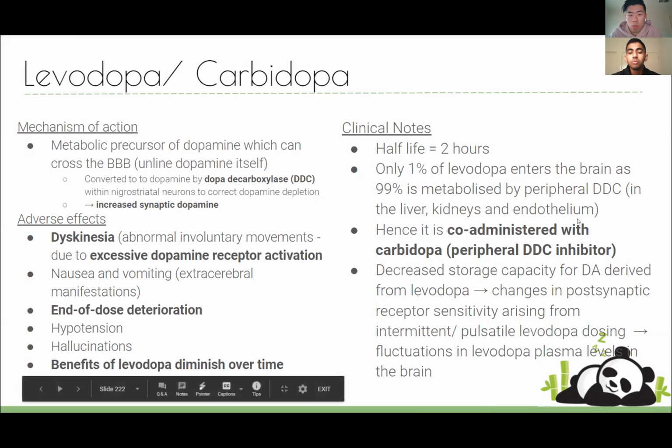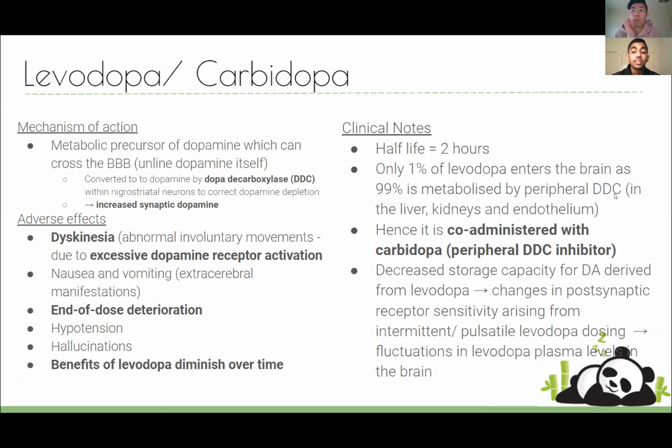When we were talking about peripheral DDC, DDC exists not only in the brain, but it exists in the peripheries as well. If we just gave levodopa, 99% of it is going to be metabolized in the periphery. That means 99% of that levodopa isn't going to get into the brain, so we have to give something that's going to stop that so all our levodopa can get into the brain. So we give them carbidopa, which is a peripheral DDC inhibitor, which is going to stop that enzymatic transformation of levodopa to dopamine in the peripheries and allow that levodopa to cross the blood-brain barrier and go to the brain first.